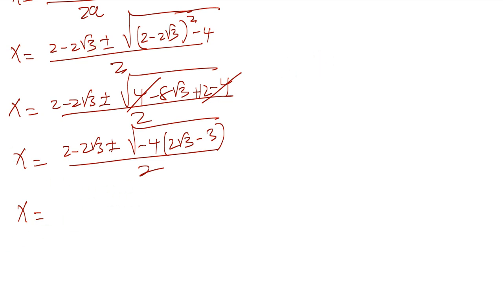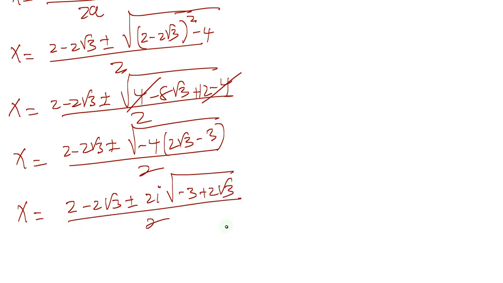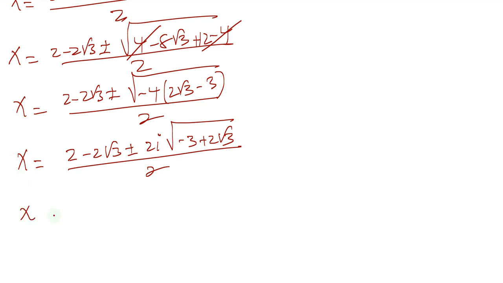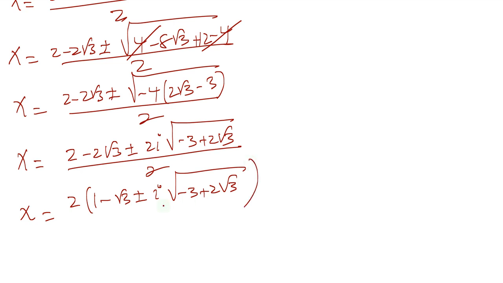So we're gonna have then that this is 2 minus 2 square root of 3 plus or minus 2i, right? And then this will multiply minus 3 plus 2 square root of 3, all divided by 2. Okay, guys. And then we have our x equals to 2 here. We have then 1, right? Plus minus square root of 3 plus or minus i, which multiplies minus 3 plus 2 square root of 3, all divided by 2.